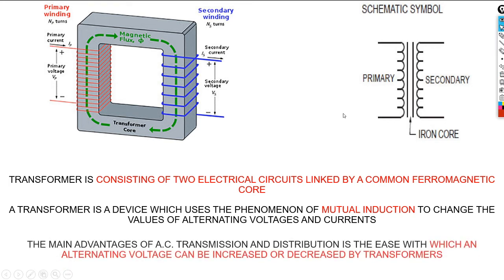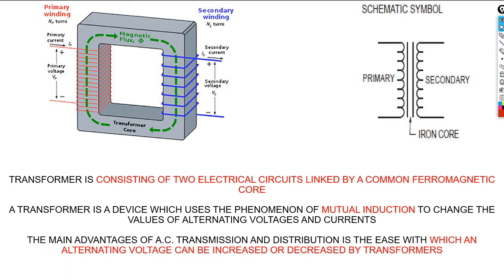Therefore, the main advantage of AC transmission and distribution is the ease with which an alternating voltage can be increased and decreased. The device that helps us to increase or decrease the voltage is a transformer. So we're going to have two types: a step-up transformer and a step-down transformer.